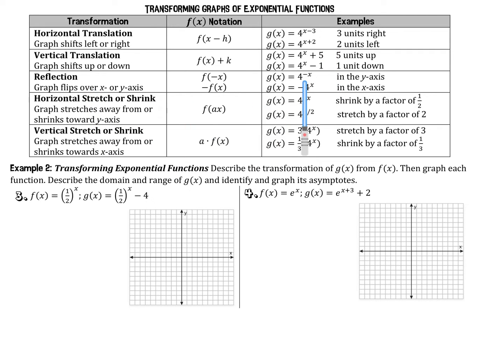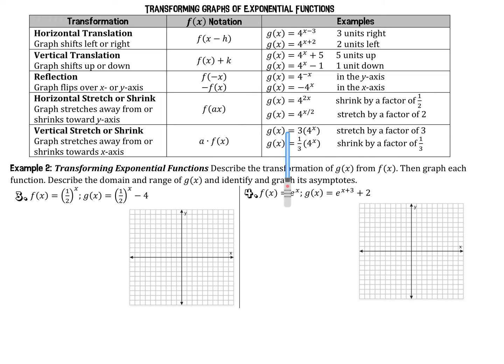Reflection over the x-axis is going to be in front of the 4, just like always. Over the y-axis is going to be in that exponent with x. So just notice that difference. Stretches and shrinks horizontally, they're going to be up in the exponent. Vertically, they're going to be in front.